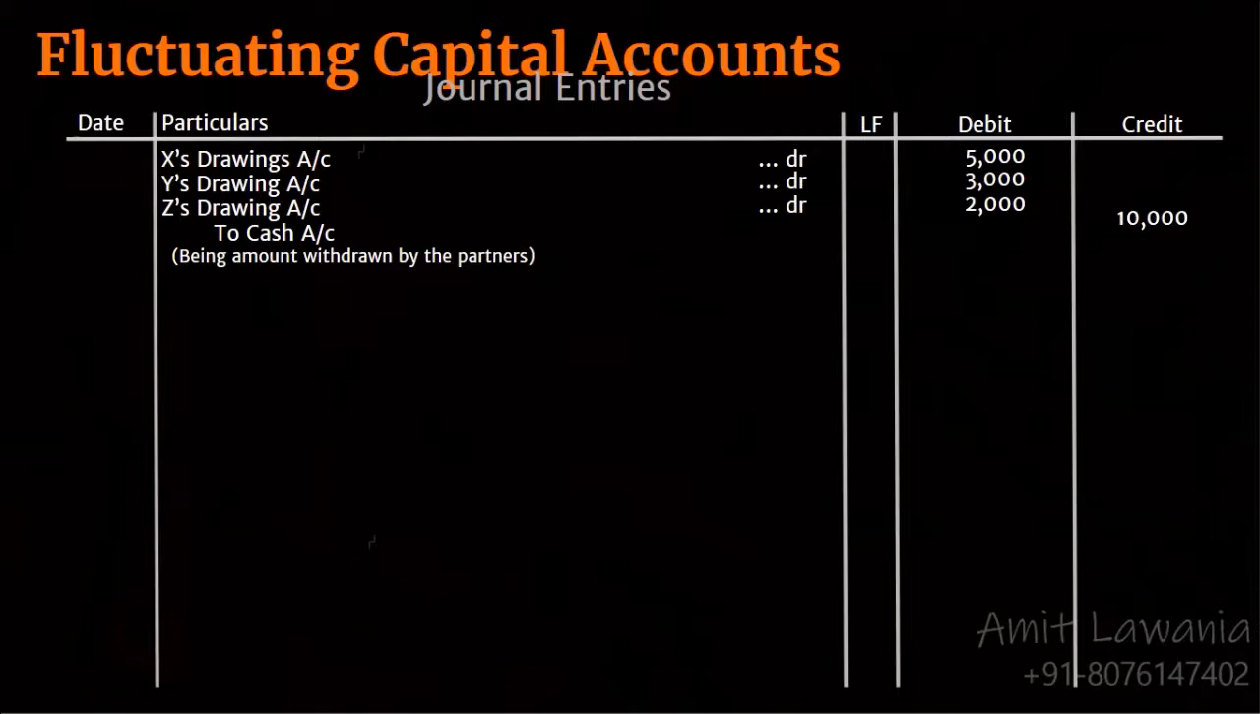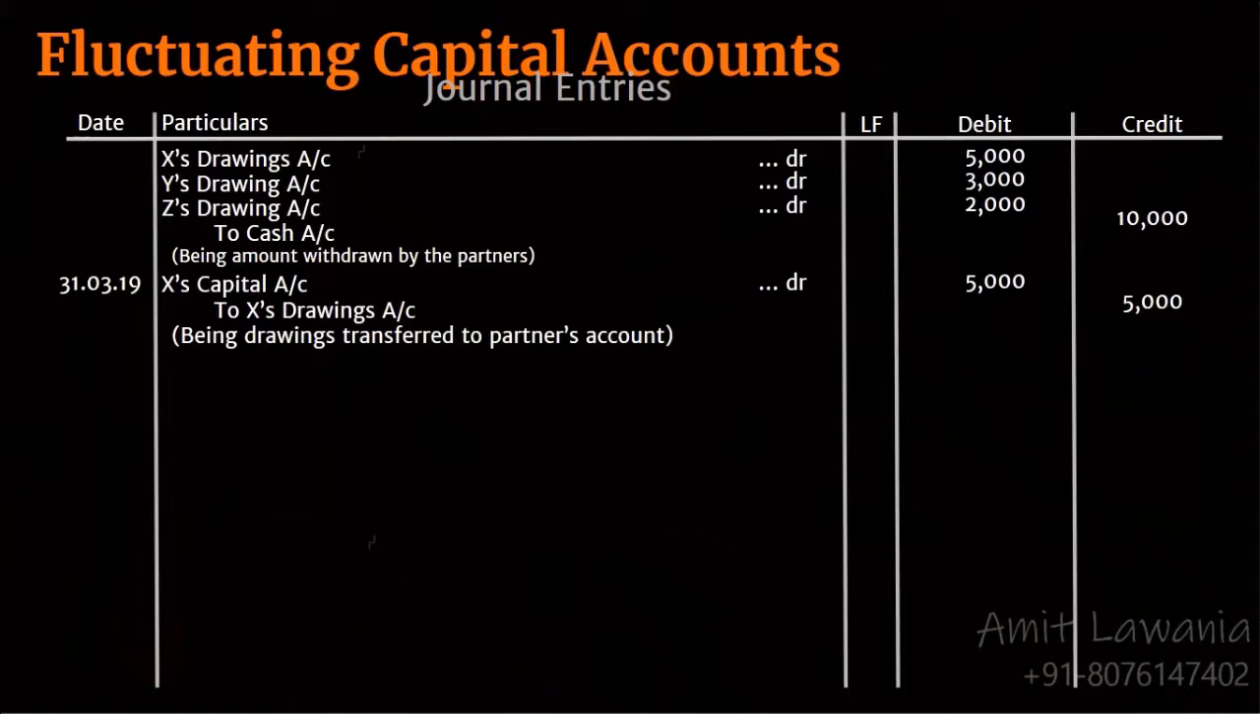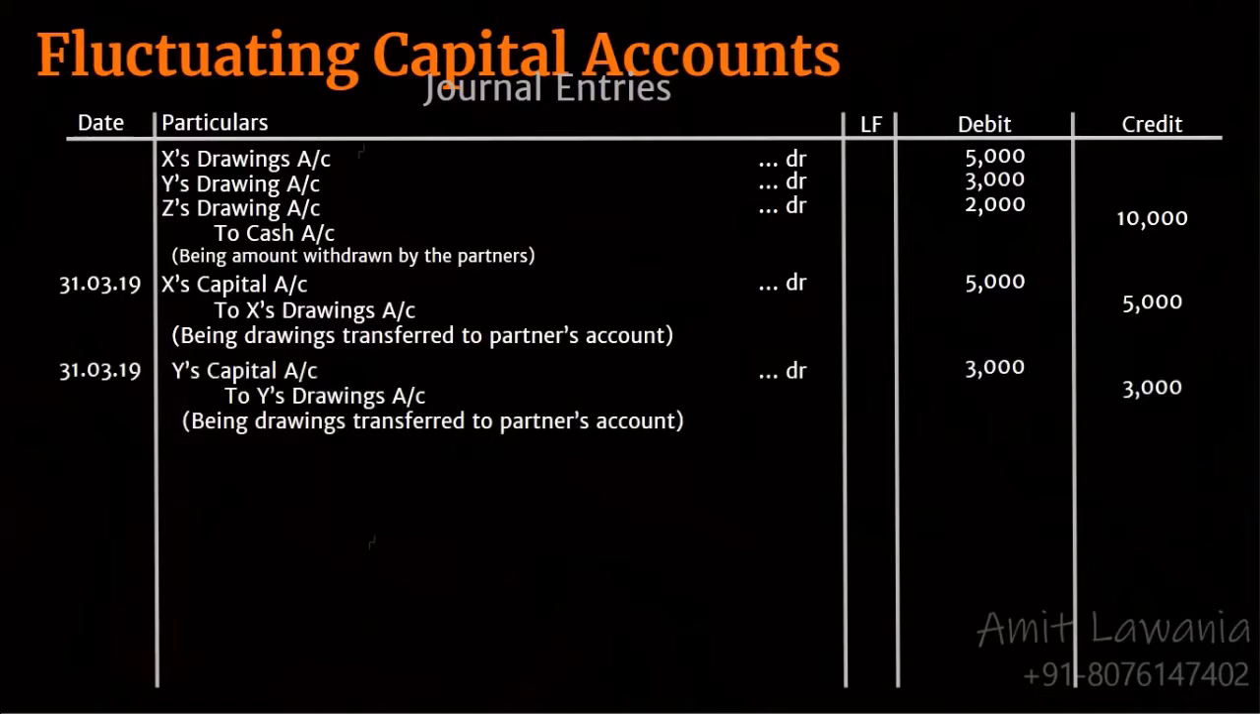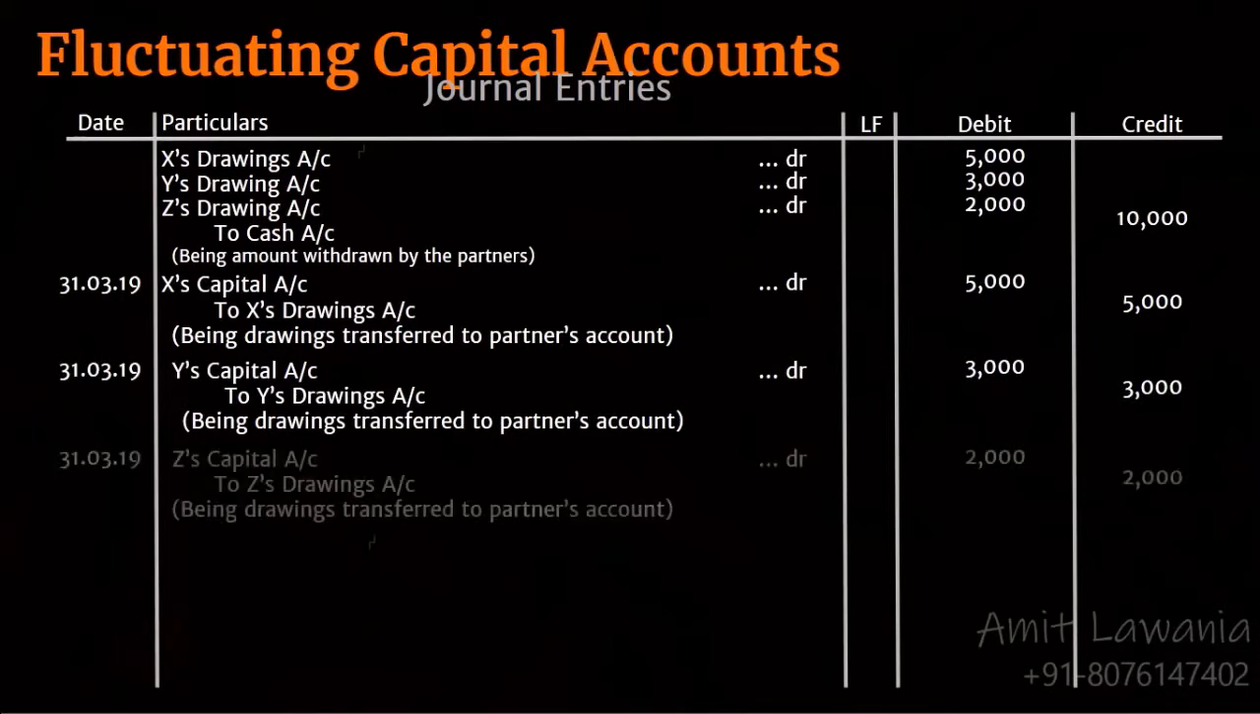Now for the next entry, we start with the date and transfer the amount of drawings to the partner's account. For partner X, the amount of drawing was rupees 5,000. Then we write the narration. Never forget to start with the date and end with the narration. Now we pass the same entry for partner Y and for partner Z.